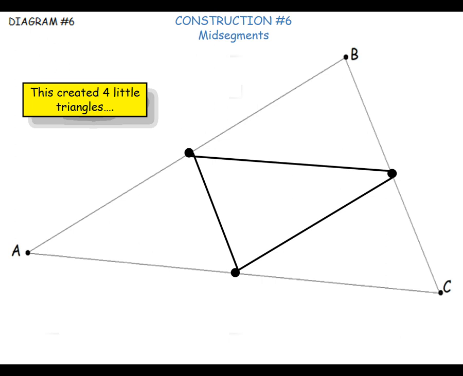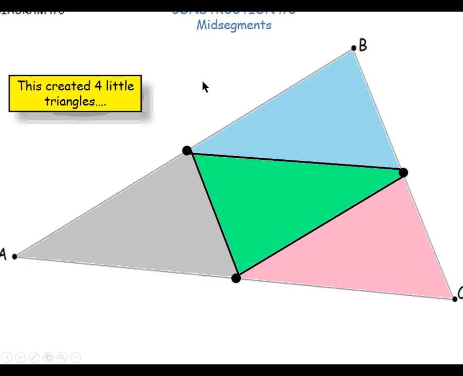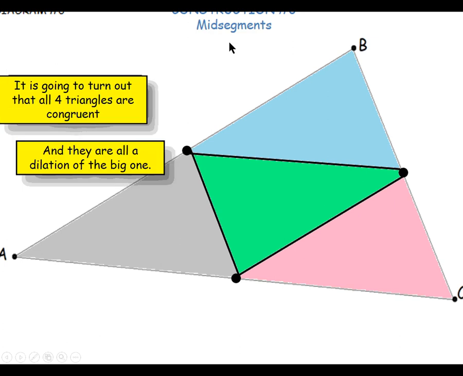All right. By drawing in all the mid-segments, we create four little miniature triangles. But they're not just little miniature triangles. Each one is a dilation of the original triangle. Each one is a little triangle that's half the size of the original one, but it's still the exact same shape.